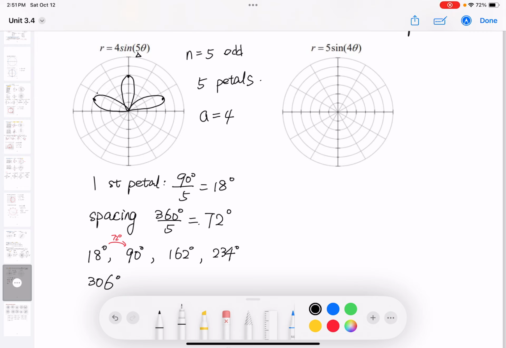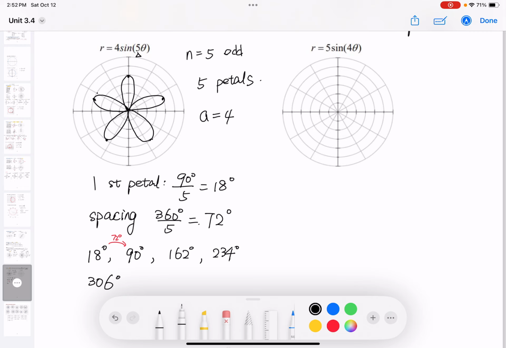And then the next one is 234. This is 225, so a little bit more than it. So it's here. Let me see. Yes. So we can connect it. The last petal is 306. 300 is here, so 306 is a little bit more than it. Okay, these are my 5 petals.